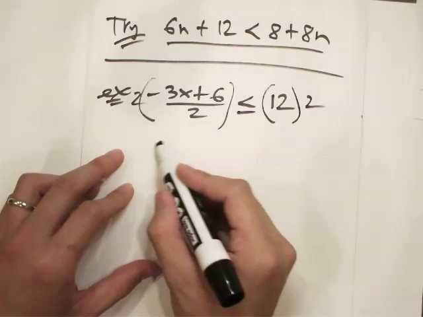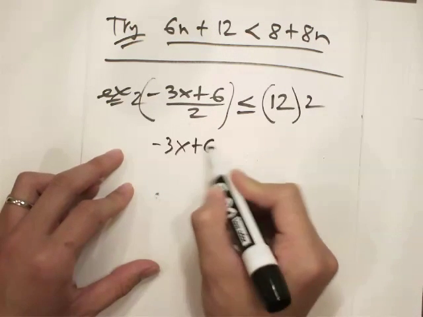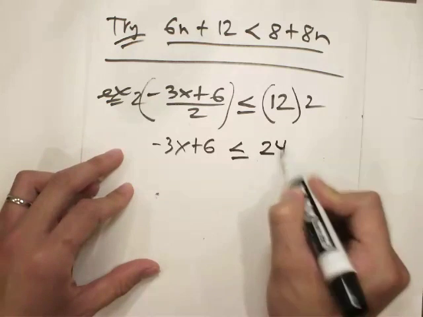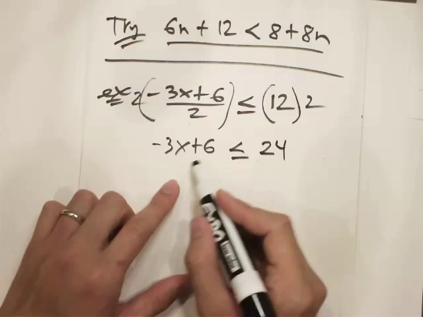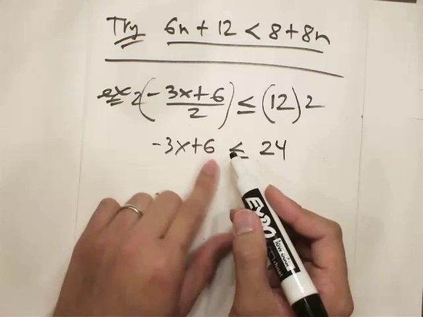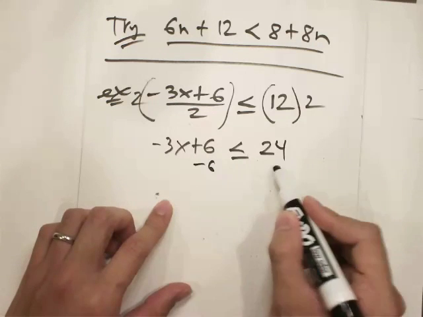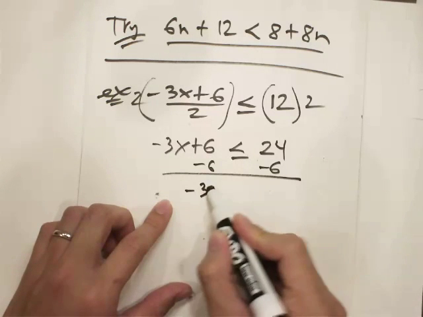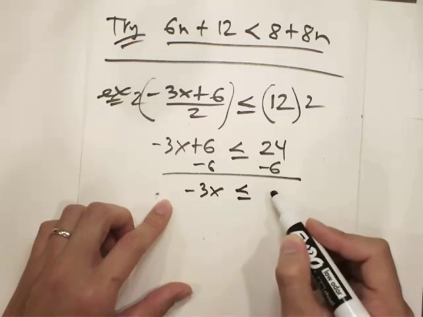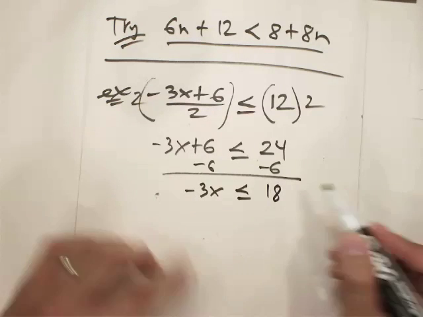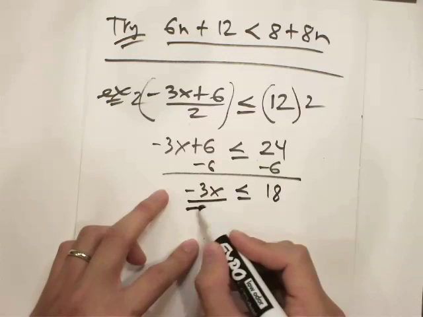So now it's going to become negative 3x plus 6 less than or equal to 24. We want to continue solving for x by first getting rid of this 6. So we're going to subtract 6 from both sides. We have negative 3x less than or equal to 18. Now to get rid of this negative 3, we'll divide by negative 3.